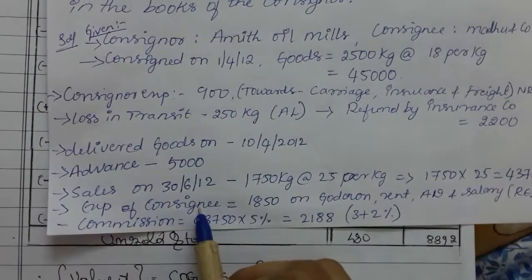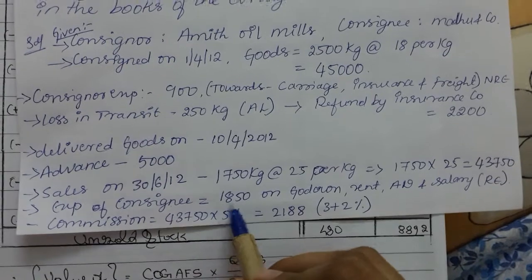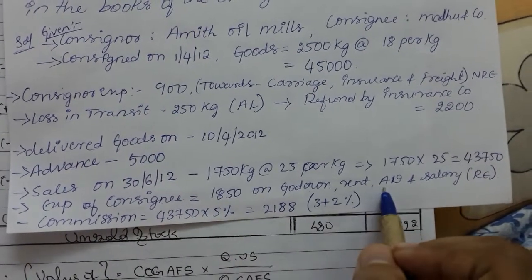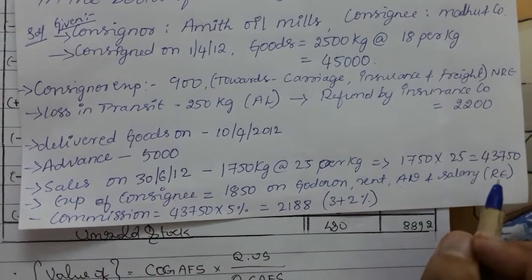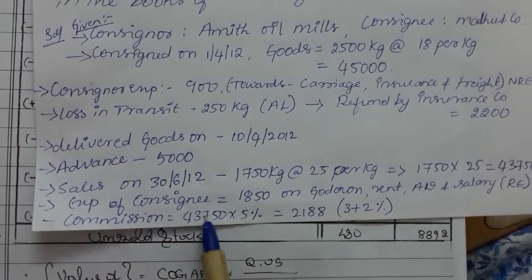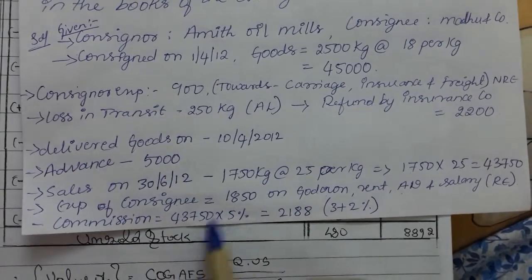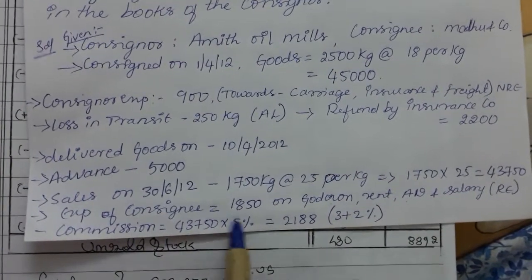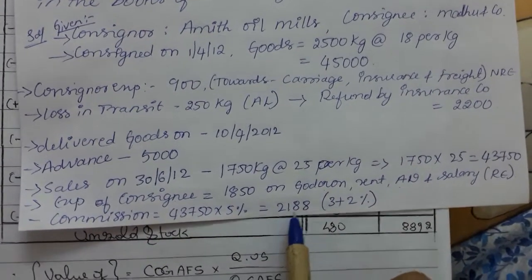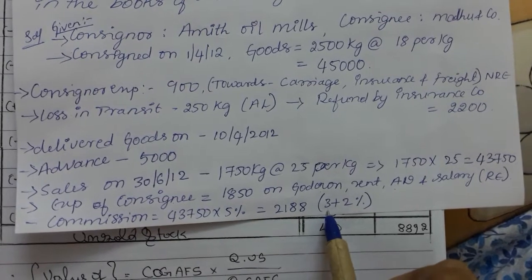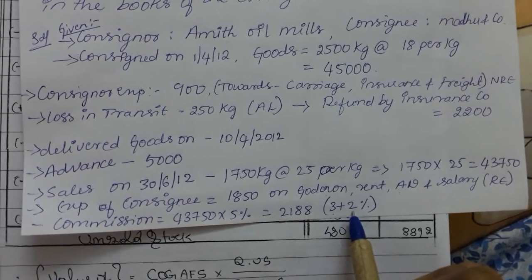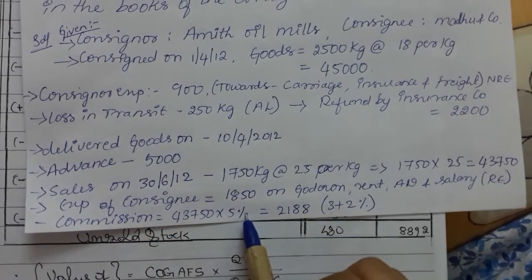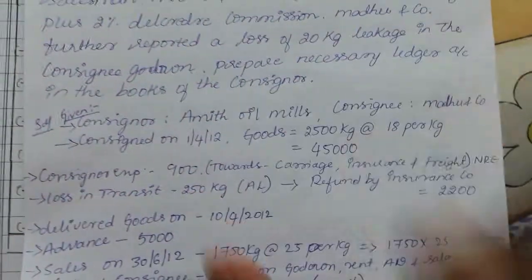Next, expenses of consignee: 180 rupees, 1850 rupees on godown rent, advertisement and salary, which is a recurring expense. Next, commission: 43,750, that is sales. 43,750 multiplied by 5%, that is 2,188. 3% of normal commission and 2% of del credere commission, totally 5%. Done. I hope you have understood the given adjustment.